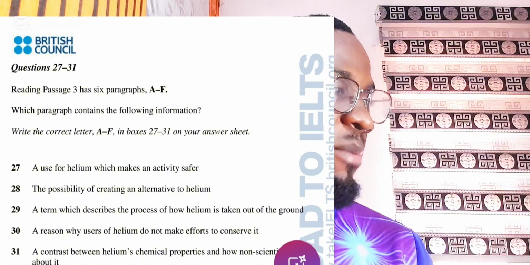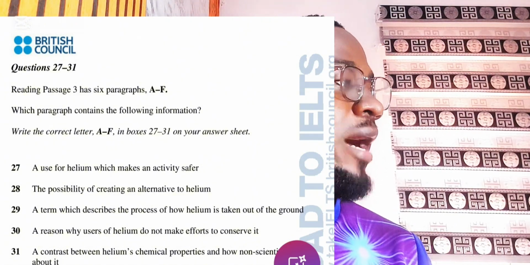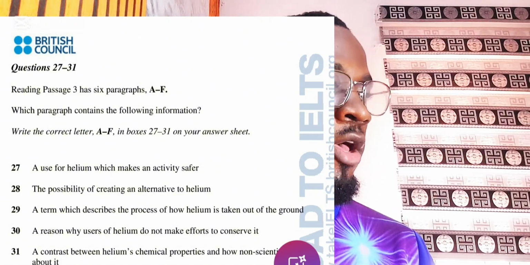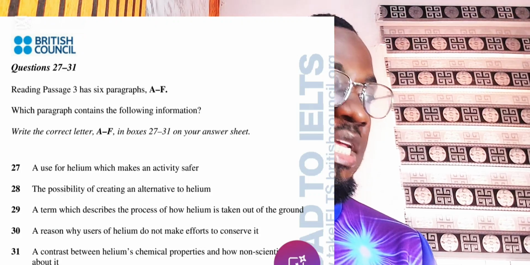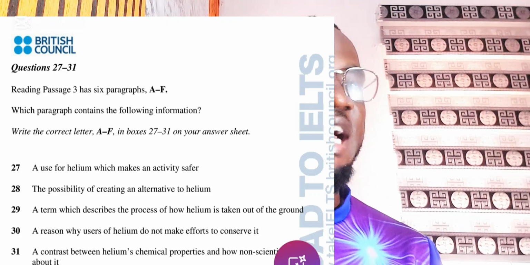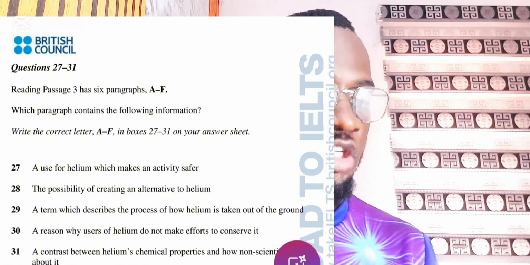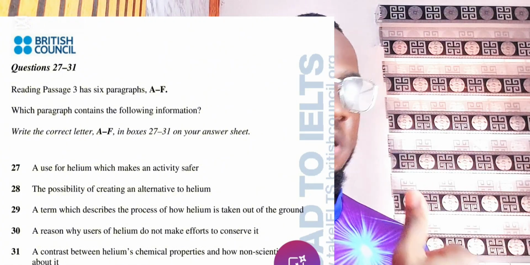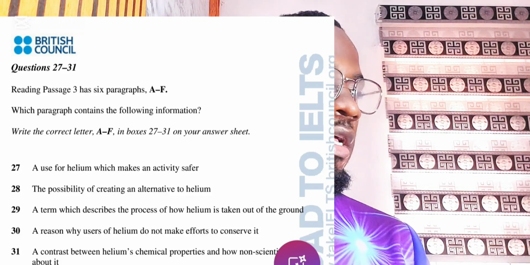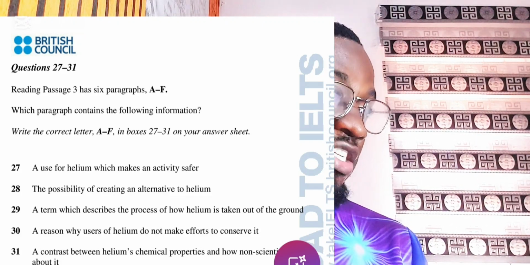Number 29, a term which describes the process of how helium is taken out of the ground. We're looking for a term. So I expect that it's going to be a scientific term that is probably not very familiar. So you may not necessarily have a term in the paragraph in question. You could find that this term is given a name. And if you find that the name is sort of unfamiliar or strange, I think that could suffice as the paragraph that should have that answer.